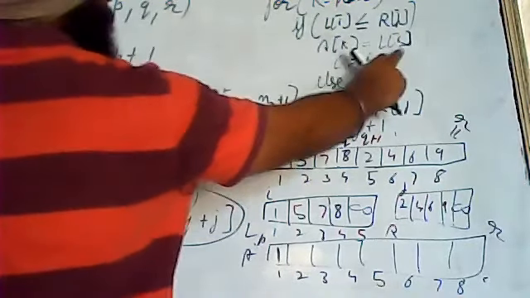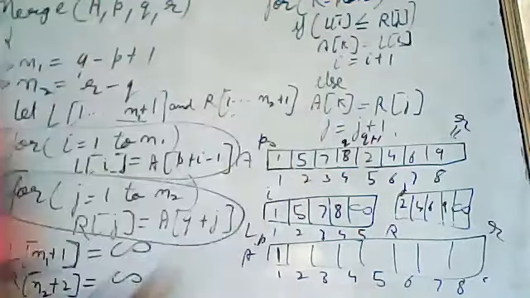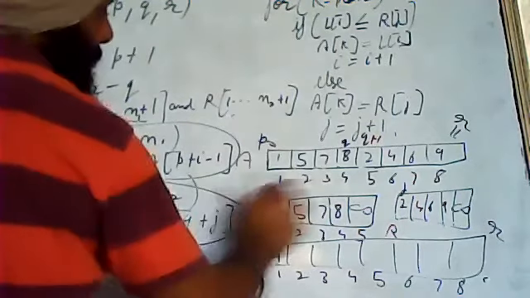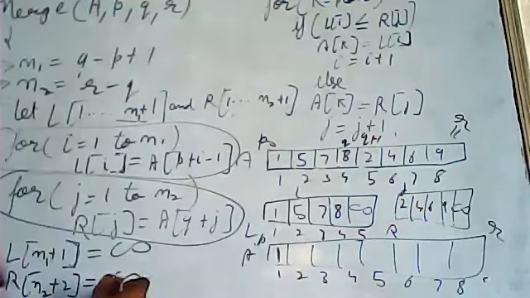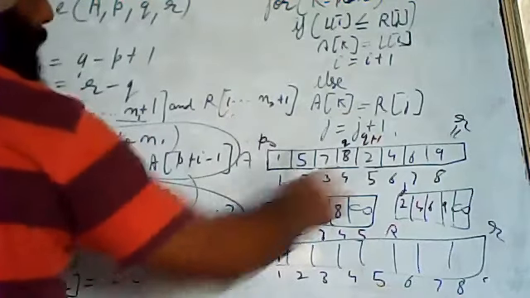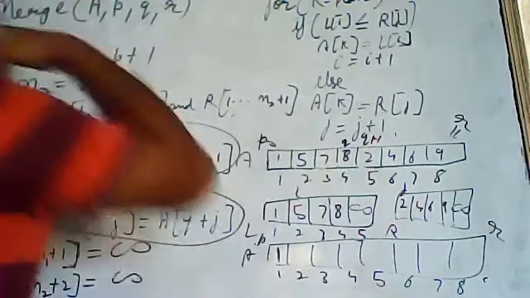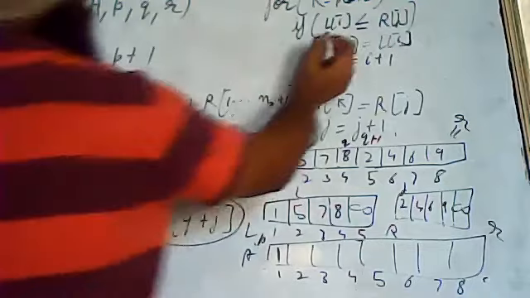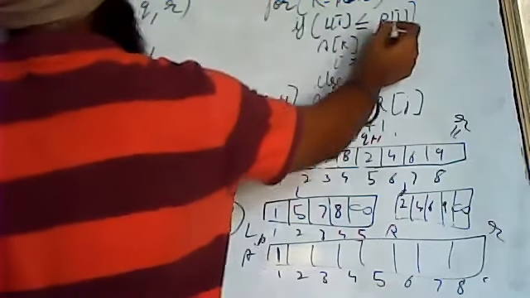So if left is smaller, we will copy it in the original array and increment I by 1. In this case, we will increment I by 1. So I will be 2 now. So in the next point, what will happen? The first element of the right subarray is smaller. So this loop will run again, and it will check if L of I is less than R of J.